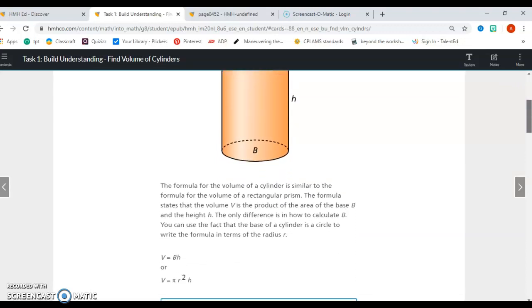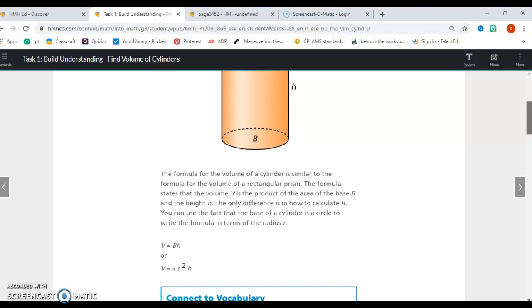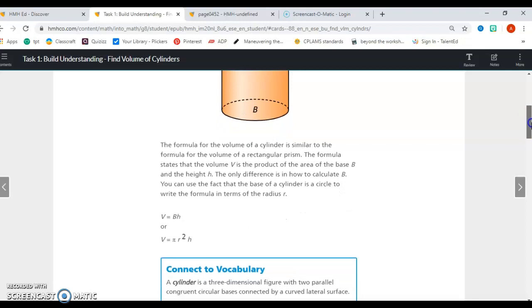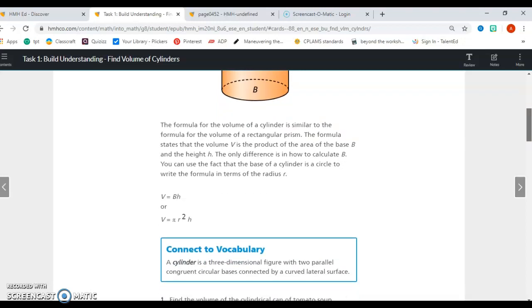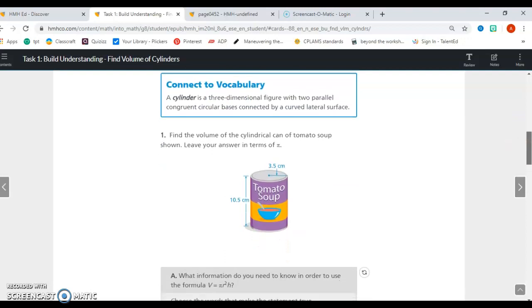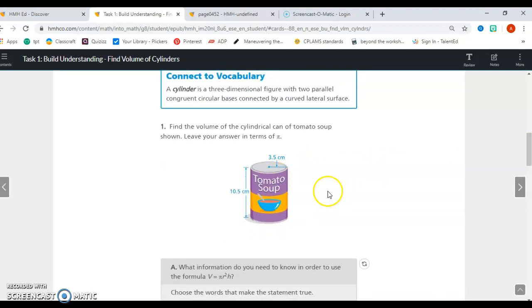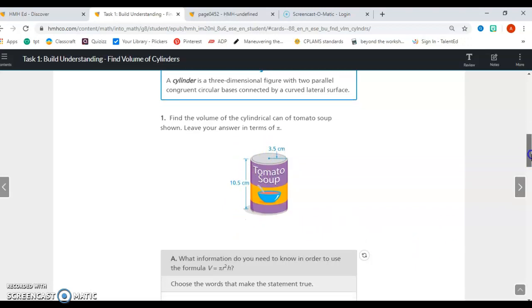Going back through, the volume of a cylinder is similar to most three-dimensional shapes. You would basically find the area of the base and multiply by the height. Being that a cylinder has a circle base, the area of the base is pi radius squared, times the height. All right, so here they're asking us to find the volume of a tomato soup can. And they gave us the radius 3.5 and the height of 10.5. And the measurement is centimeters.